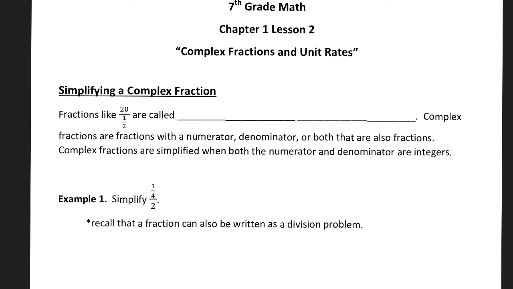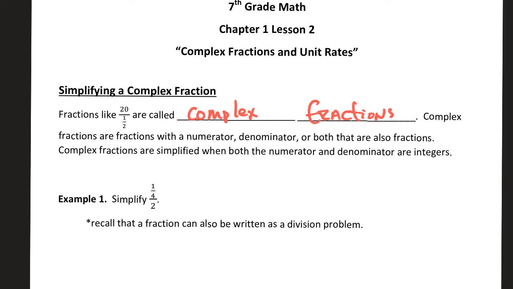We're going to talk about complex fractions. So fractions like 20 over 1/2, those are called complex fractions. Right? Pretty simple. Now, I know most of you hate fractions to begin with, let alone complex fractions. Kind of super scary here, but they're not difficult when you understand how they work and what they mean and how to deal with them.